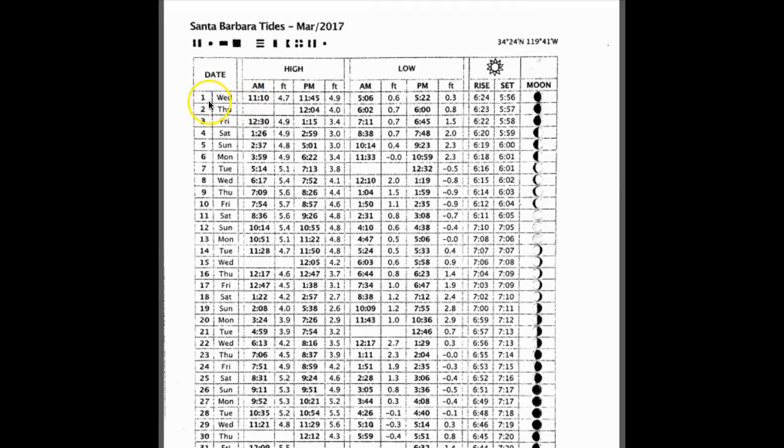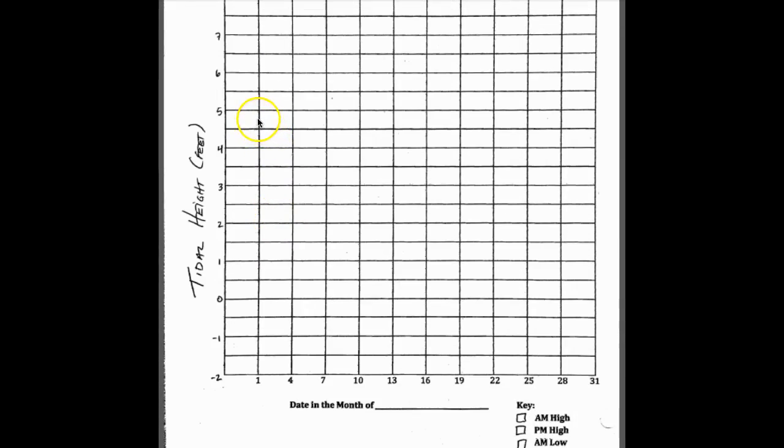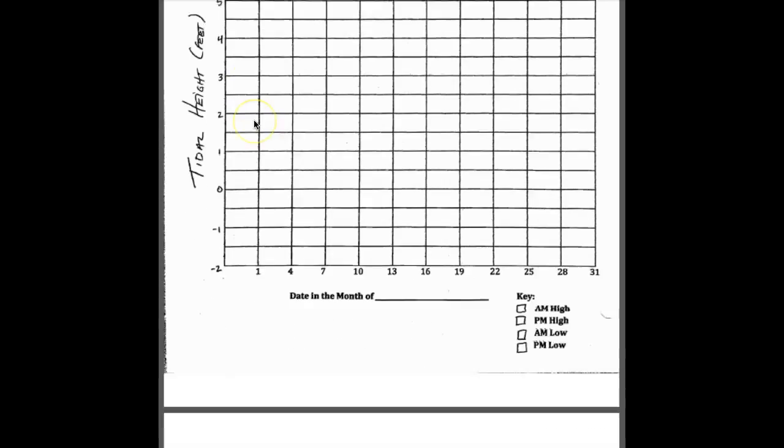So for the first date, you are going to make a point on your graph at 4.7. So on your graph, you are going to put a dot, and preferably with pencil, because if you make a mistake today, you can always erase it. So you'll make a dot with your colored pencil, your red colored pencil, because that's your high tide data for AM for date 1 at 4.7, which will be somewhere around here.